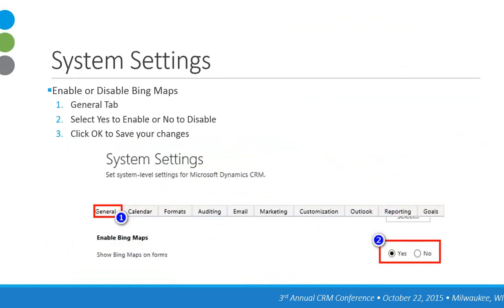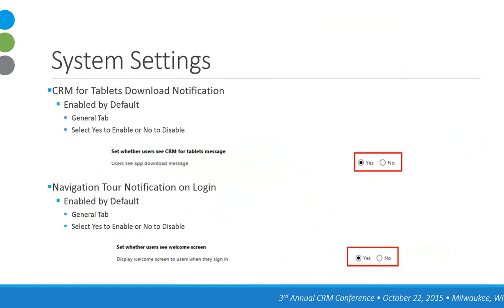Now by default, this option is turned off, and if you wanted to turn it on and see how it works for your organization, that'll be under the General tab, and you just change the option to Yes and then click OK to save your changes. Now, if it is on in your organization and you don't really use it, you could come in here to turn it off and maybe increase the load times on your forms a little bit that utilize this Bing Maps option.